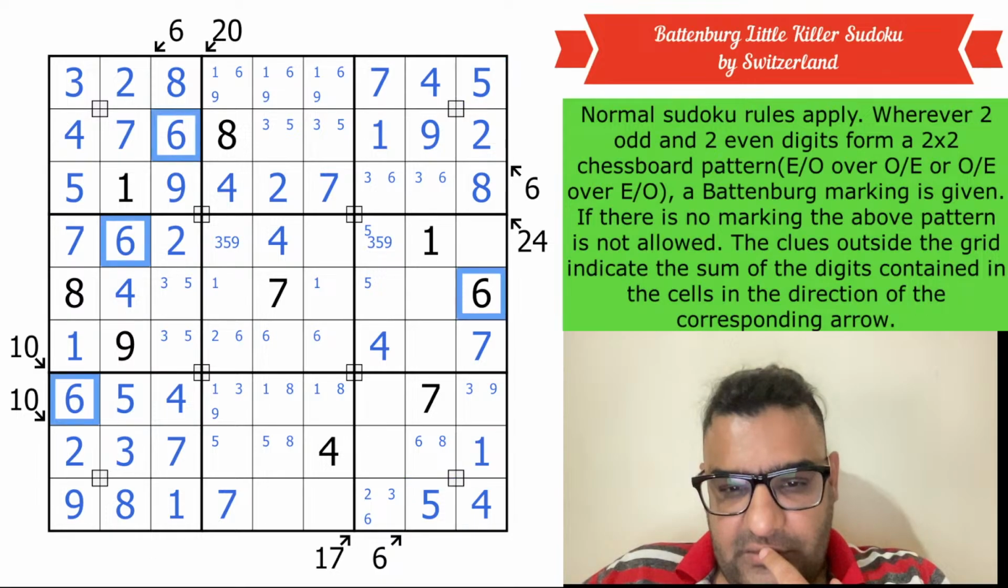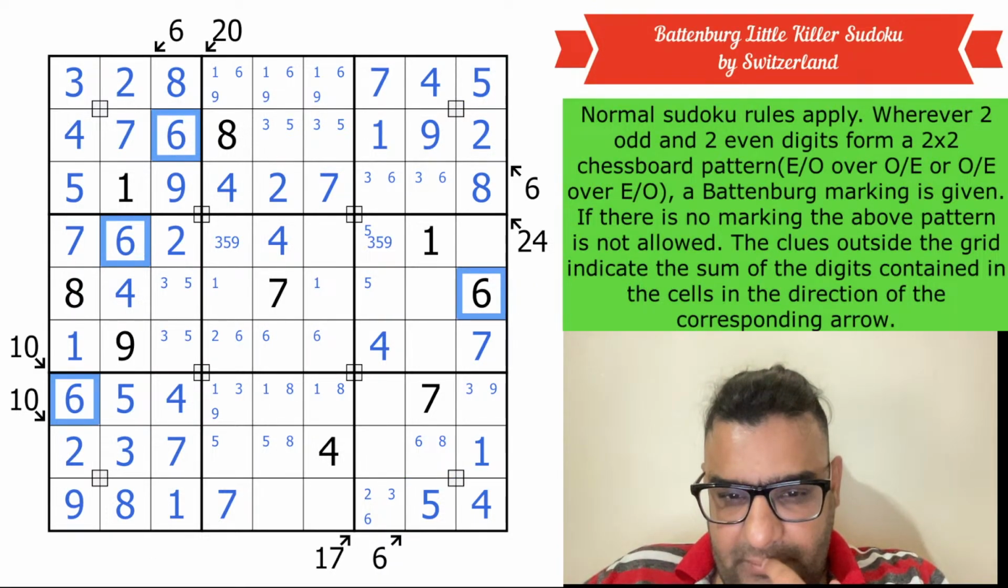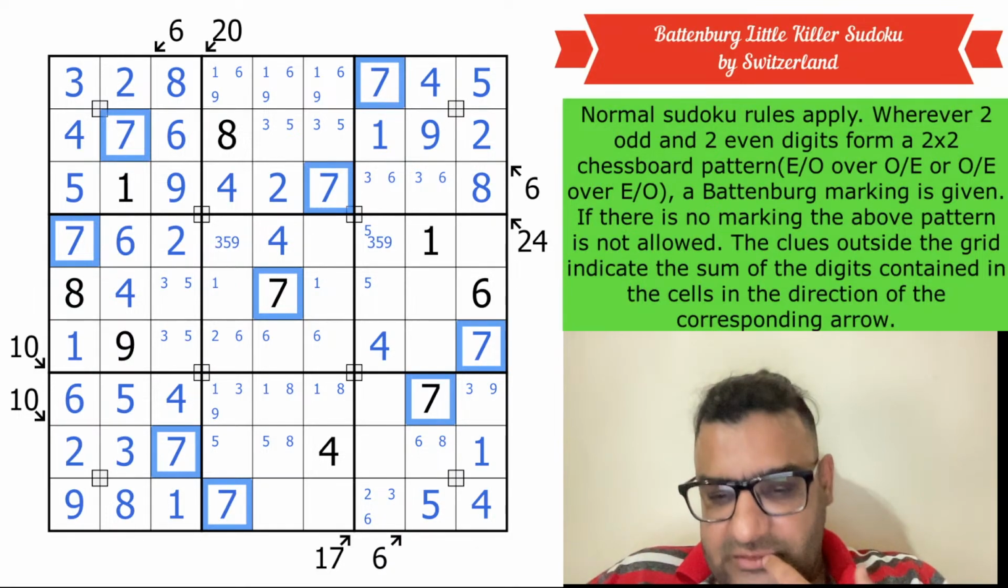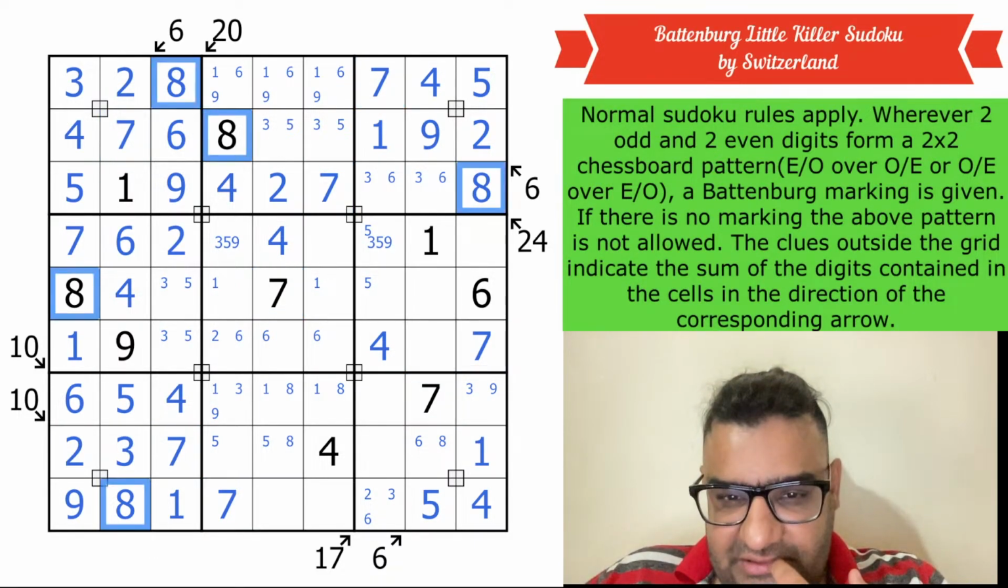What about 6? 6 can be any of these. 7. 1, 2, 3, 1, 2, 3, 1, 2, 3. 7 is completed. 8 is here. Cannot have 8 here.